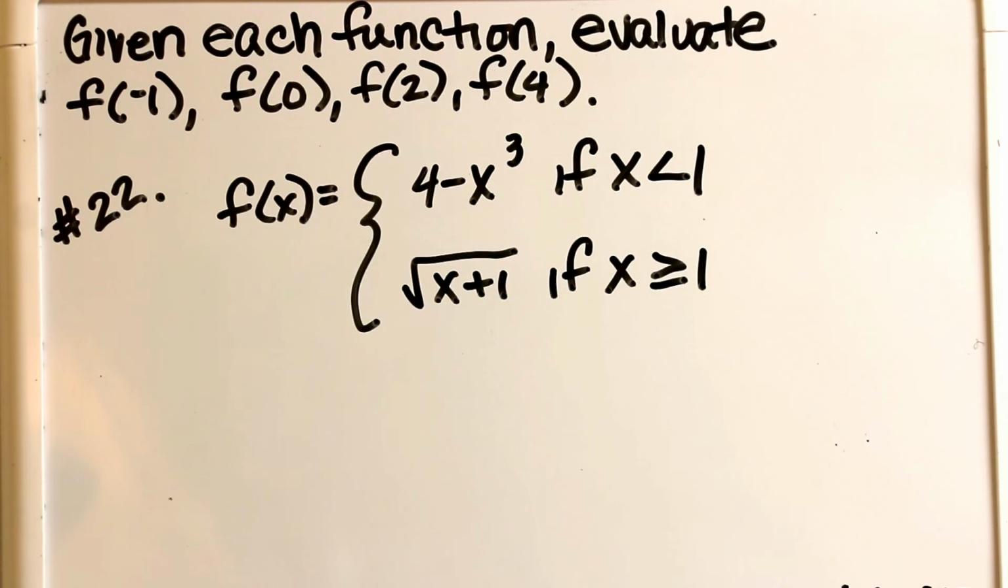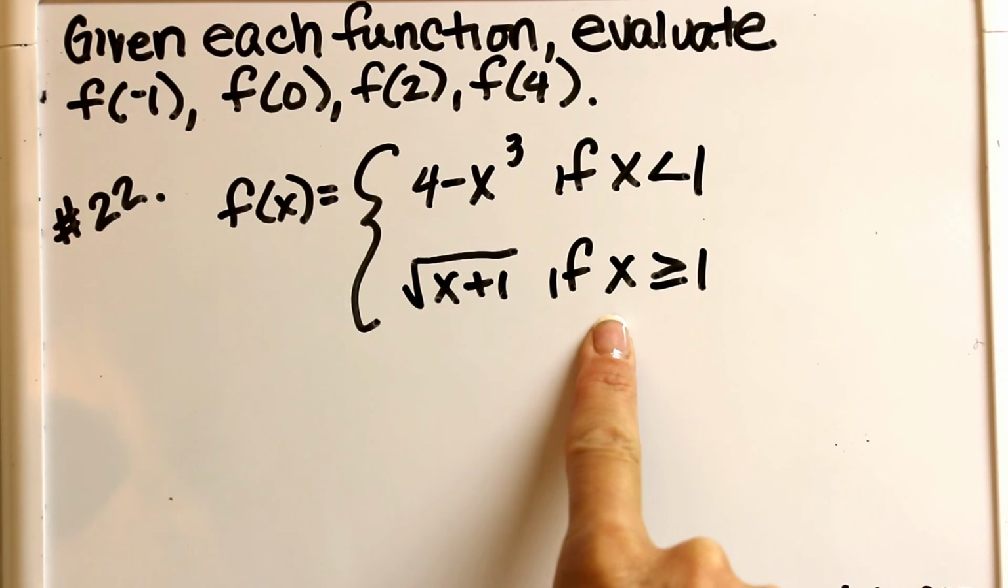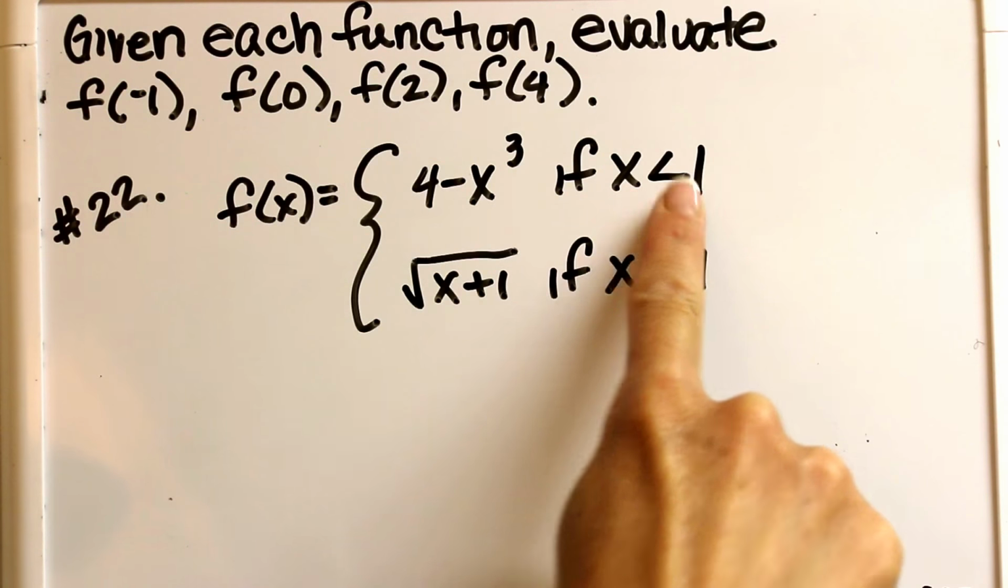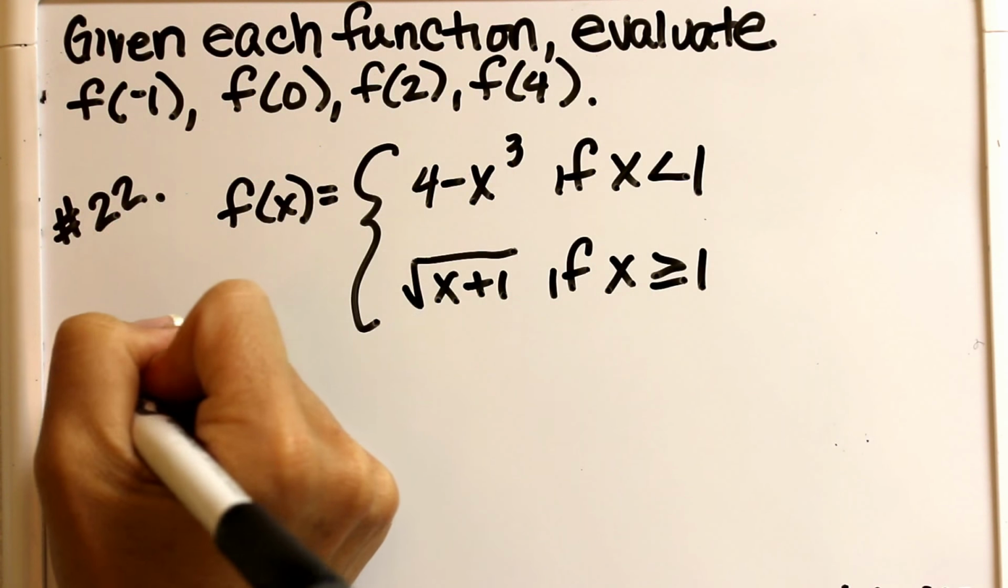In problem 22, we are asked to evaluate f of -1, f of 0, f of 2, and f of 4 for the given function. This is a piecewise function because we can only use one piece at a time, depending on what the x value is. So let's take a look at two of them.